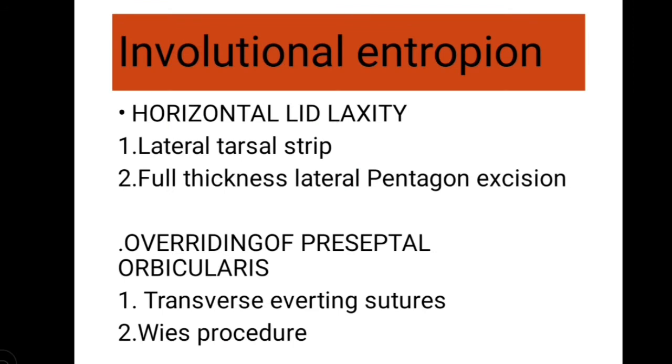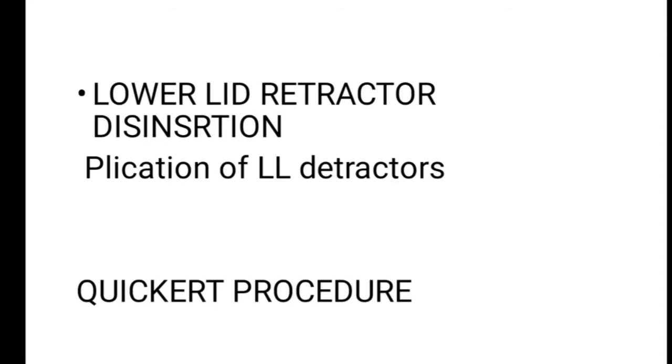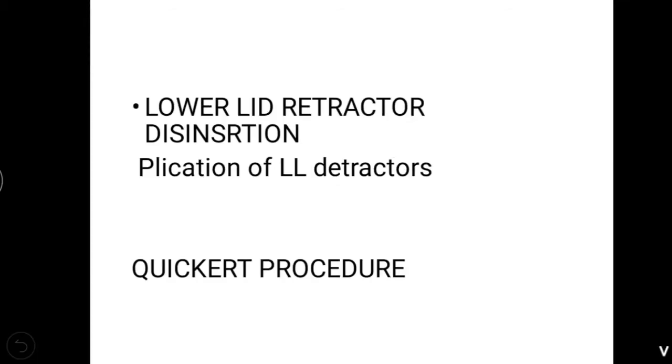Surgery we can divide depending upon the pathological process. So if there is horizontal laxity, the treatment options are lateral tarsal strip or full thickness lateral pentagon excision, also called the Bick's procedure. This is when the horizontal lid laxity is more. If there is overriding of the preseptal orbicularis muscle, then go for transverse everting sutures or Weis procedure. And if the lower lid retractors are disinserted or if there is any dehiscence, then you can go for plication of lower lid retractors. And one more procedure, the last procedure, is Quickert procedure.